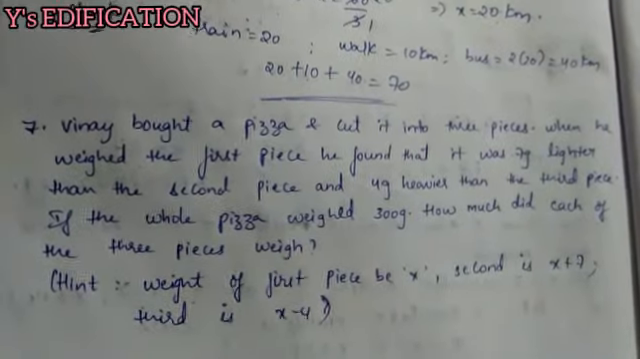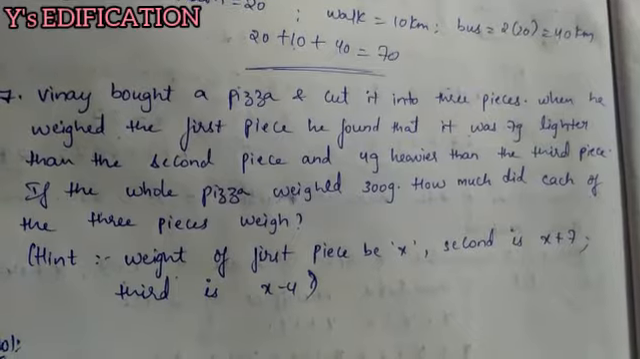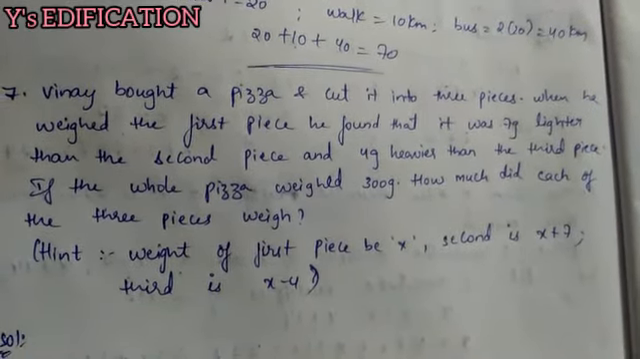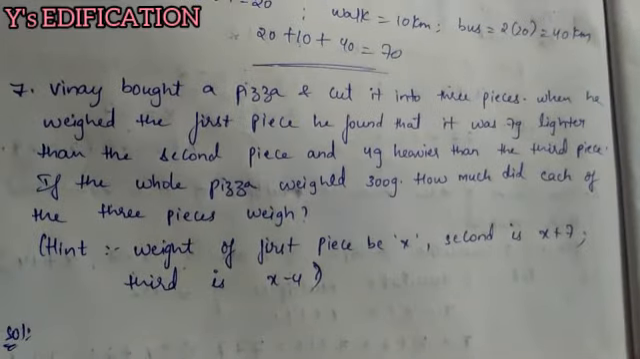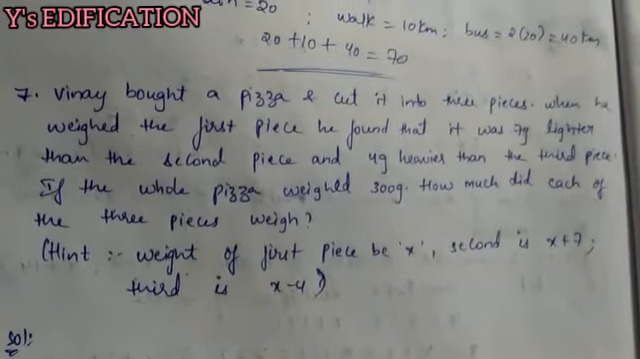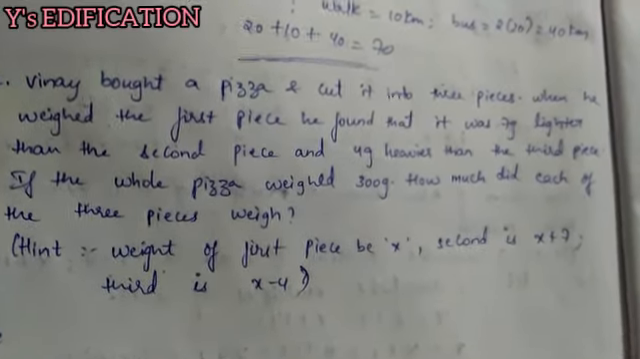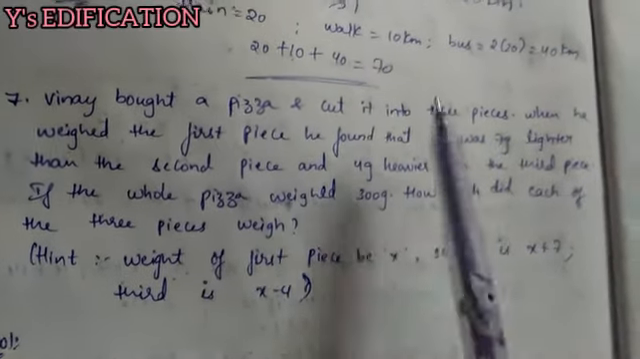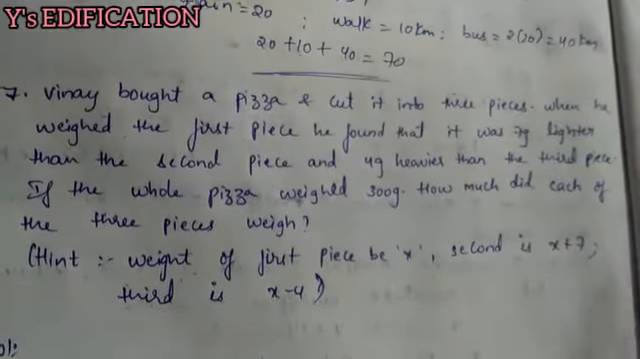Okay, here comes the next question. Vinay bought a pizza and cut it into 3 pieces. When he weighed the first piece, he found that it was 7 grams lighter than the second piece and 4 grams heavier than the third piece. If the whole pizza weighed 300 grams, how much did each of the 3 pieces weigh? And they also gave a hint here. First of all, Vinay bought a pizza and he cut it into 3 pieces.